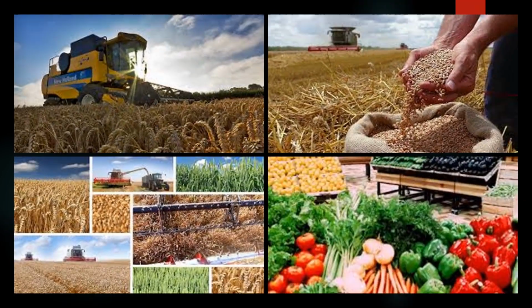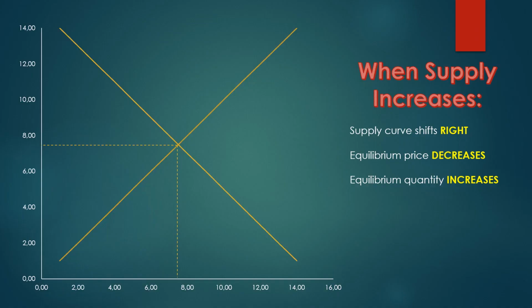Let us look at how non-price factors can shift the supply instead. So when there's a good harvest going on, probably due to the good weather, the supply of the fruits, the rice, etc., probably would increase. So this can cause an increase in supply, and hence the supply curve will shift to the right, pushing down the equilibrium price and increasing the equilibrium quantity.